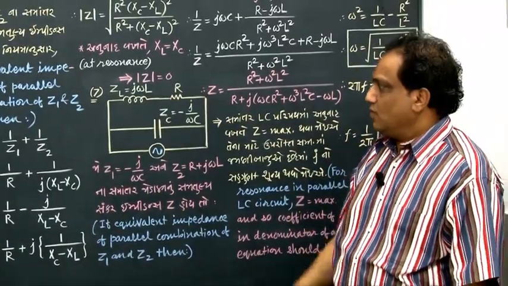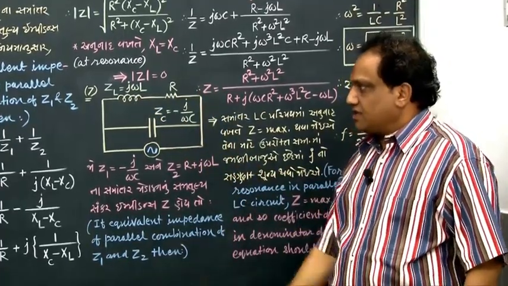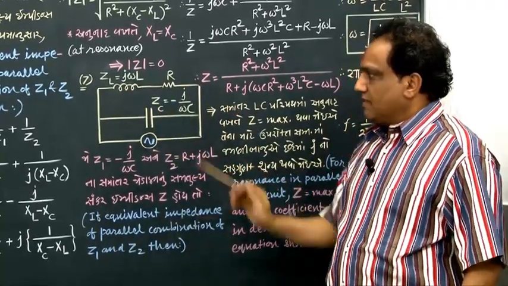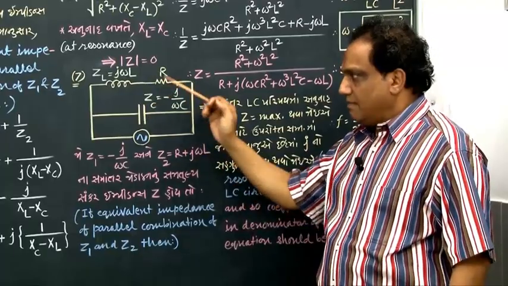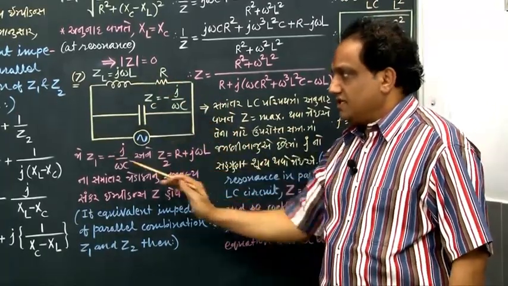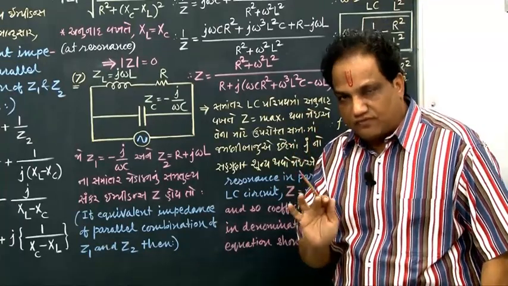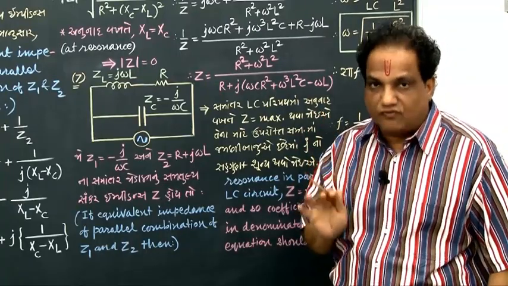Look. We are given an AC circuit in which L and R are connected in series, and with that series combination, a capacitor is connected in parallel. For such a circuit, we are asked to find the expression of the resonant frequency. What is that expression?